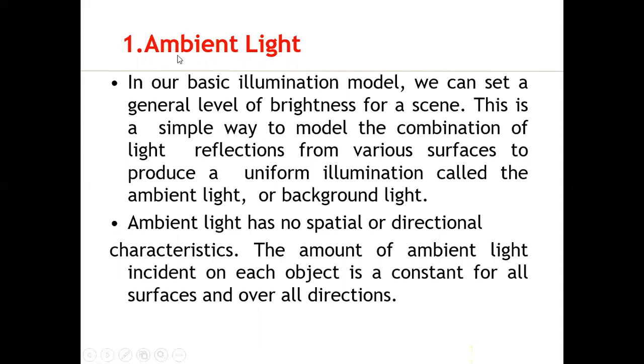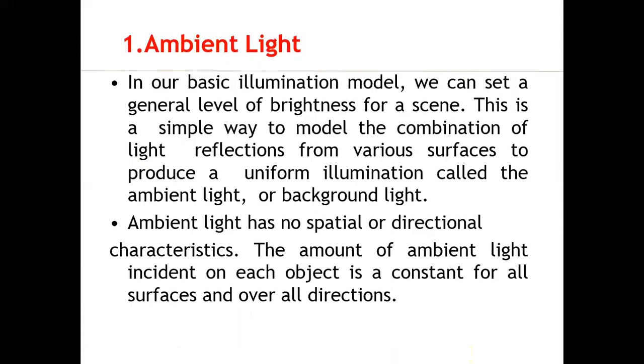The first type of illumination model is ambient illumination. Ambient light is used for uniform lighting, that is, it gives light which is the same for all the objects. It has no spatial or directional characteristics. In our basic illumination model, we can set a general level of brightness for a scene. This is a simple way to model the combination of light reflections from various surfaces to produce a uniform illumination, which is called ambient light, or background light.